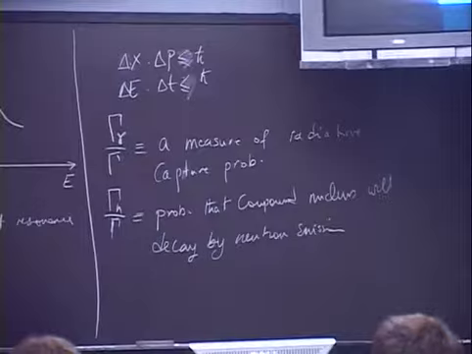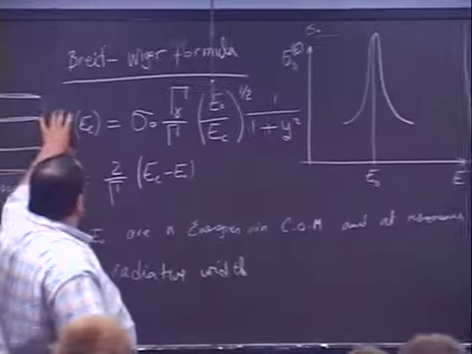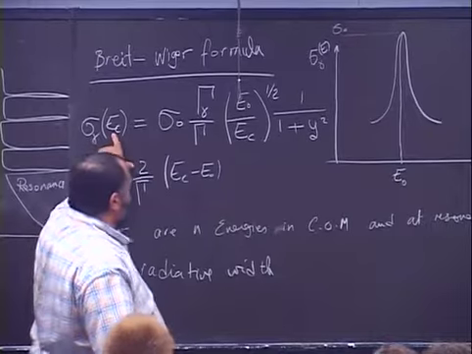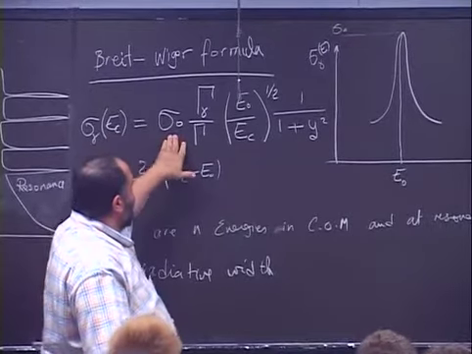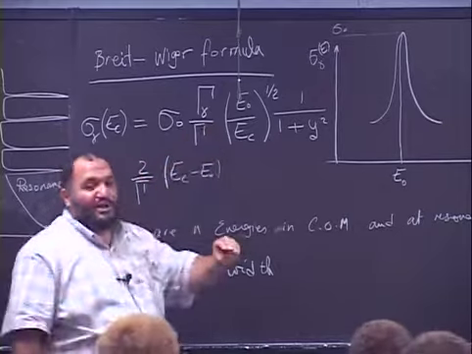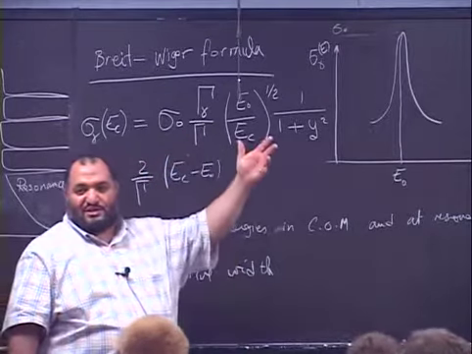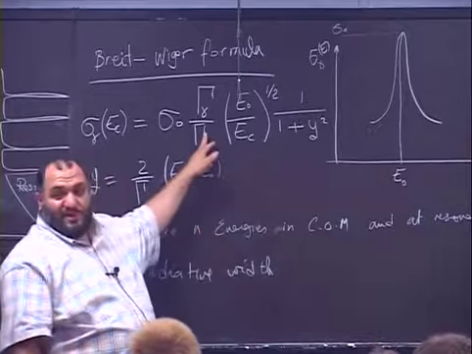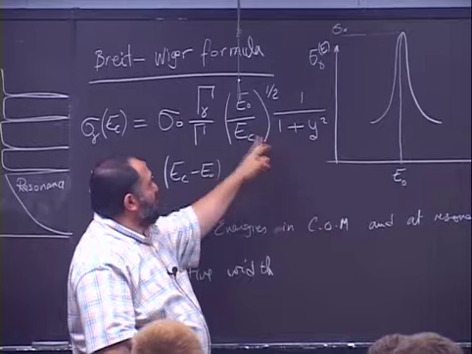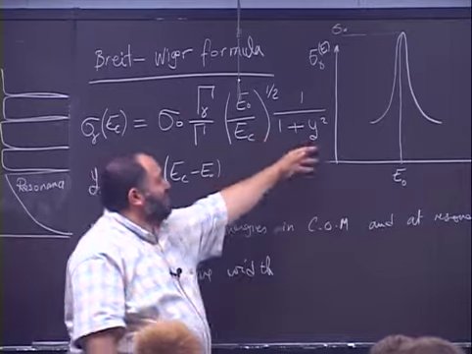So the formula states that the radiative capture cross-section sigma gamma, as a function of energy in the center of mass system, equals a certain sigma naught multiplied by the probability that once the compound nucleus is excited to this level, it will radiate by gamma radiation, multiplied by the energy E naught over EC, multiplied by 1 plus y square.